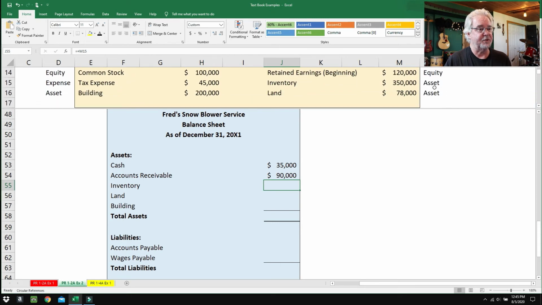Inventory. Oh, there it is. 350,000. So here we go. 350,000. Land, 78,000, right off the chart. And building comes from right there. Building, 200,000.